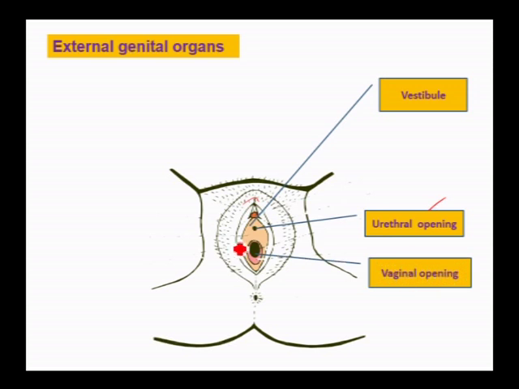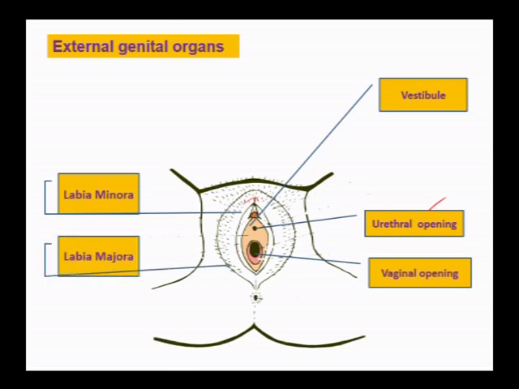The vestibule is surrounded by two thin fleshy folds of skin called labia minora. The labia minora is free from pubic hairs as well as sweat glands. The labia minora, in turn, are covered by two thick fleshy folds of skin called labia majora. These are covered by pubic hairs as well as sweat glands.